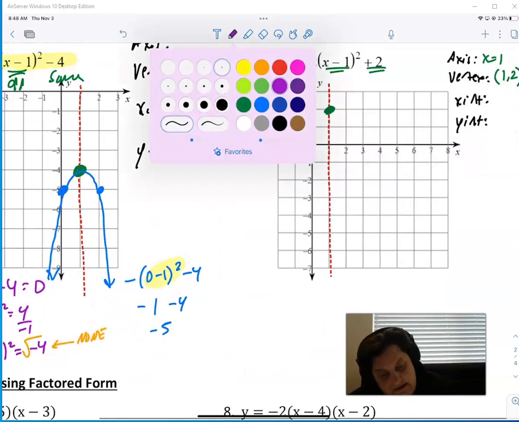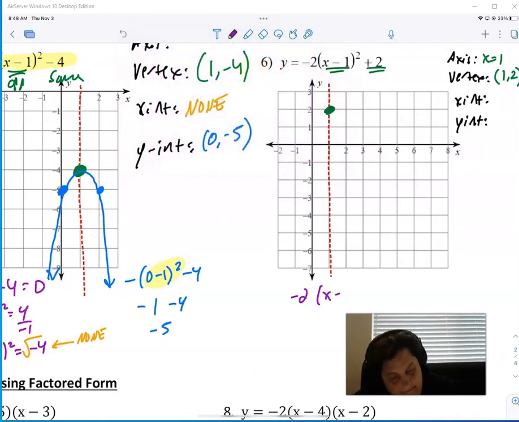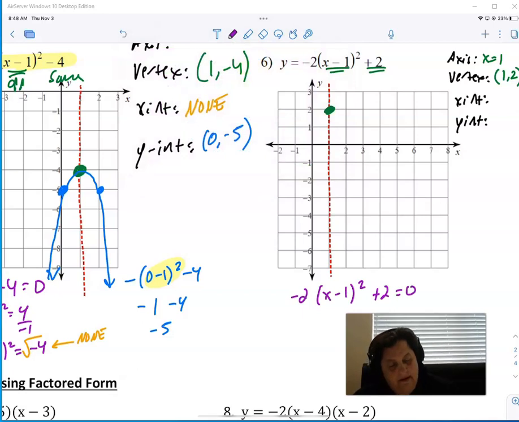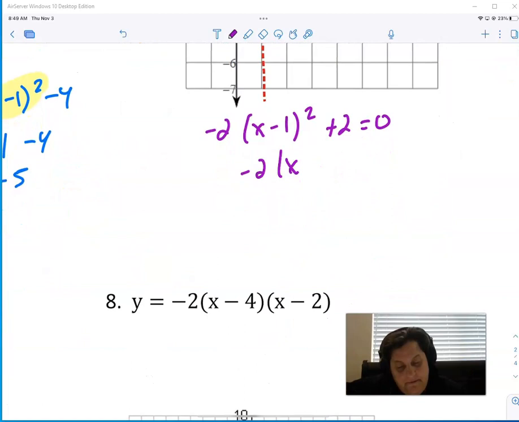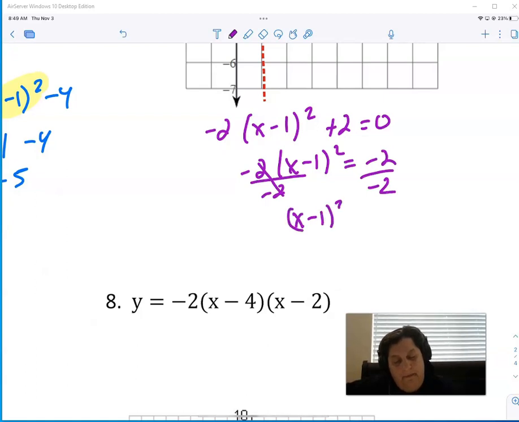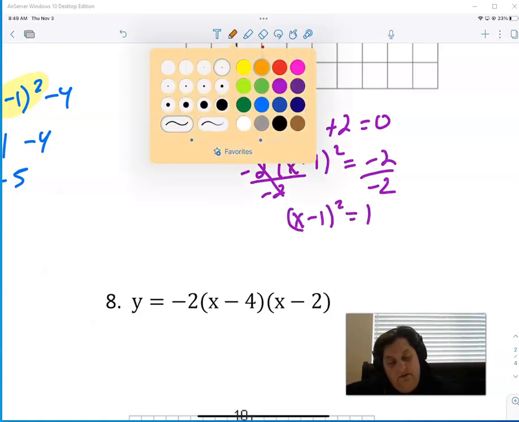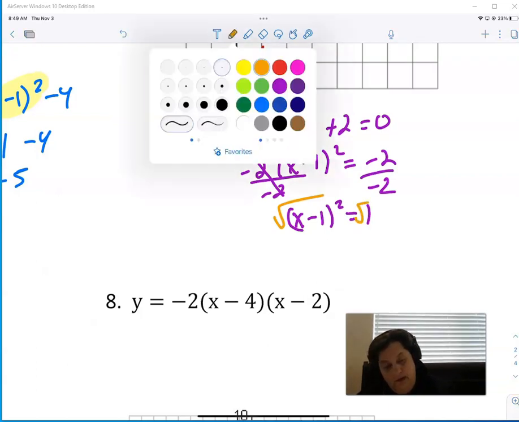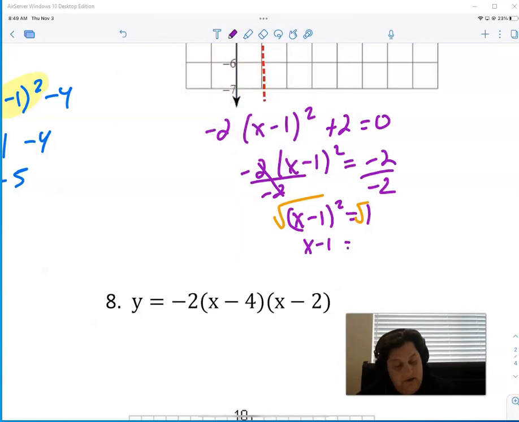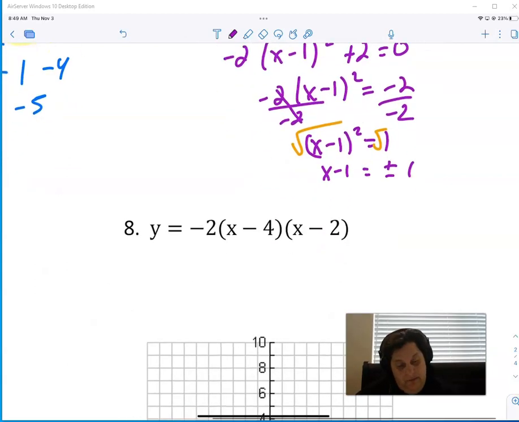Okay, I need to set this equal to 0 and solve it. So I'm going to subtract 2. I'm going to divide by negative 2. And I'm going to square root both sides. Okay? So I get x minus 1 is plus or minus 1. All right? Whenever you square both sides, you want to do plus or minus.